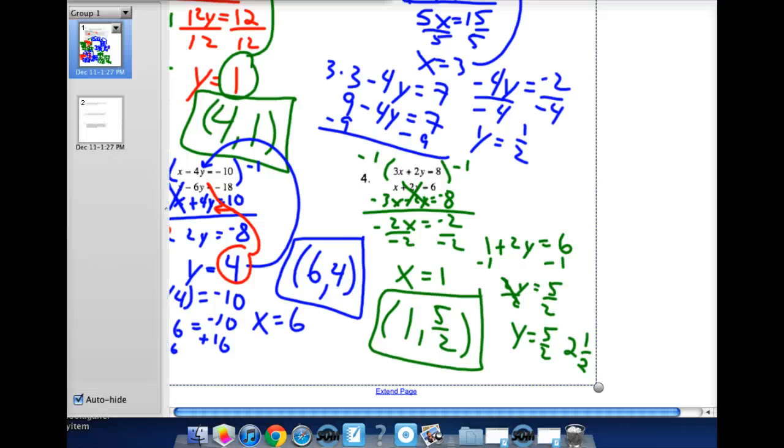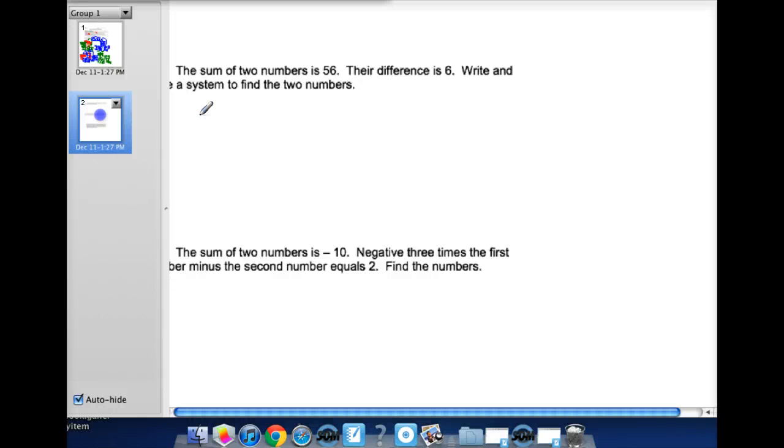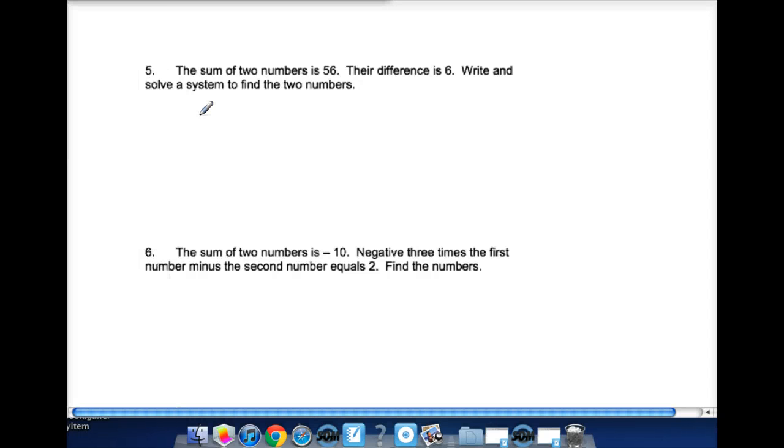All right, let's try a couple word problems. Sarah B, go ahead and read us problem numero uno. The sum of two numbers is 56. Their difference is 6. Solve the system to find the two numbers. Okay, we don't know two things, guys. What are we going to set our variables up as? x and y.